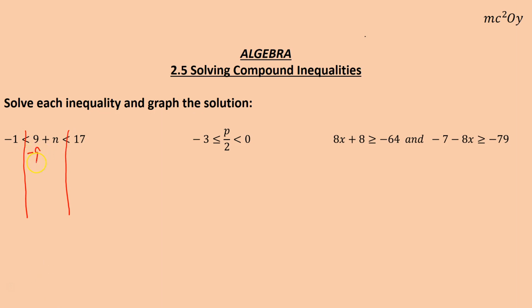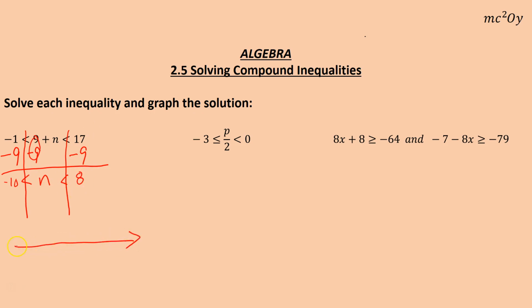But if I were to subtract 9 from the middle to get n alone, I'd subtract 9 from the left and from the right as well. So it's kind of just like solving an equation, but you're doing it to all 3 parts. So that's 0, I have n, I bring down the inequality symbol, I have -10, bring down the inequality, and I have 8.